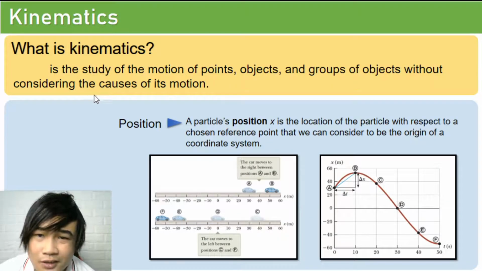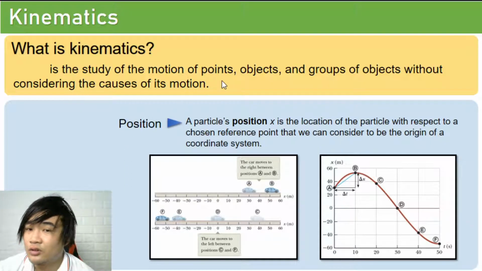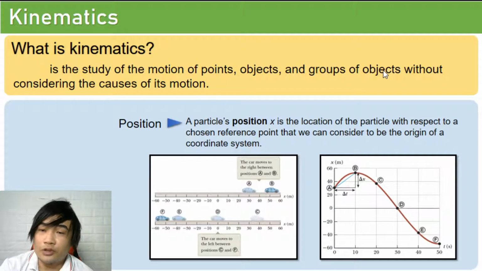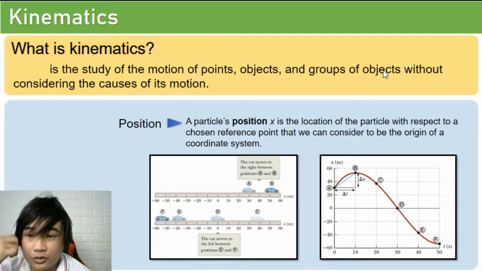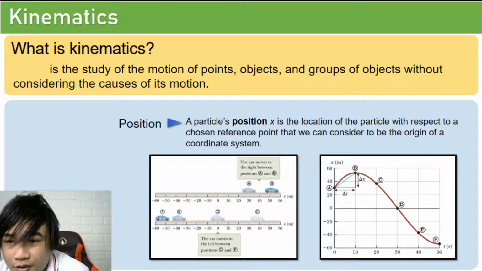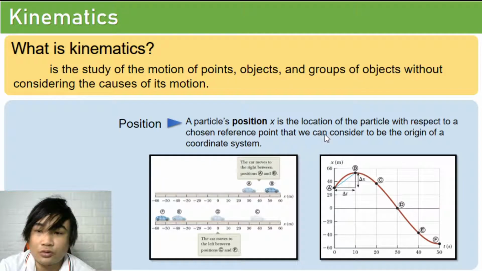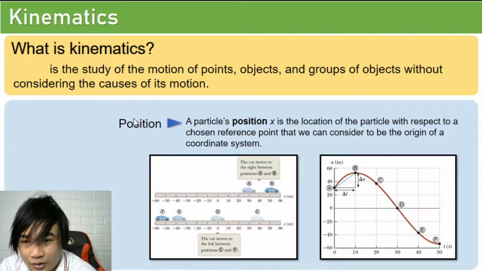So, what is kinematics? Kinematics is the study of motion of points, objects, and groups of objects without considering the causes of motion. Meron tayong mga terms dito na aralin. So, number one, position. A particle's position x is the location of the particle with respect to the chosen reference point that we can consider to be the origin of the coordinate system.